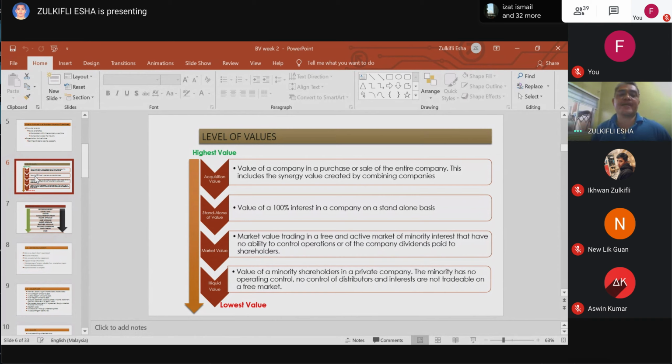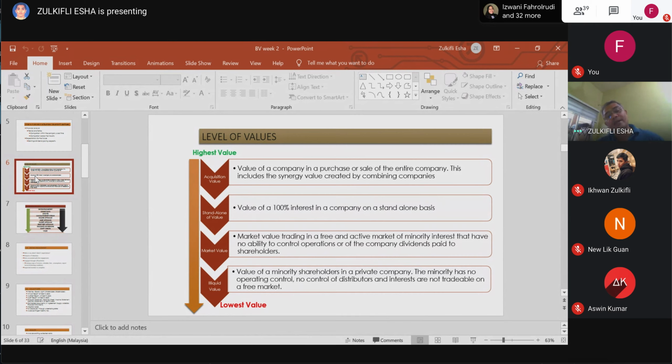So the next one is market value. Market value is the value of trading in a free and active market of minority interests that have no ability to control operations, or of the company dividends paid to the shareholder. Like, if you are talking about the market value of a property or real estate, it is between a willing seller and a willing buyer, in a reasonable time frame. So the same applies to business valuation. We have to make sure that we are able to define what the market value is for business valuation purposes, and what the market value is for normal real estate valuation purposes. There might be some slight difference in the definition between business valuation and real estate, property or asset valuation as far as the market value definition is concerned.